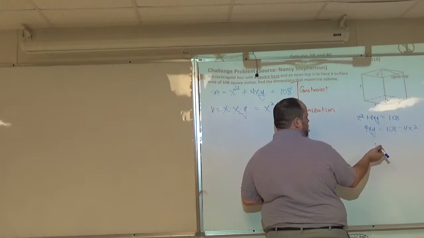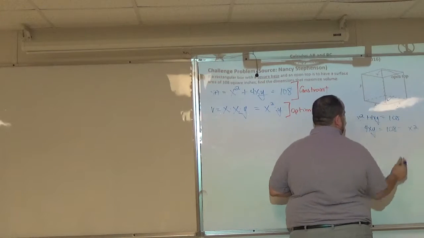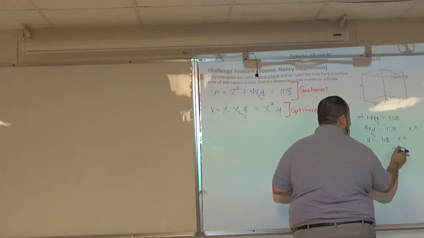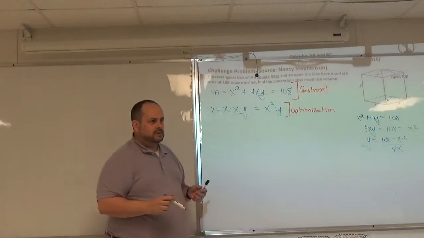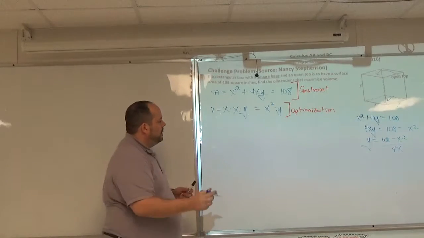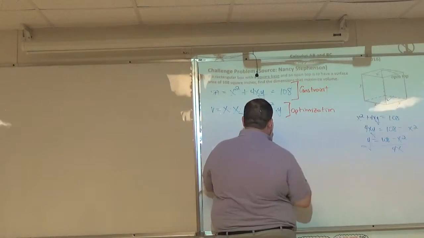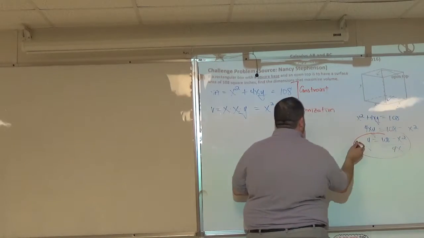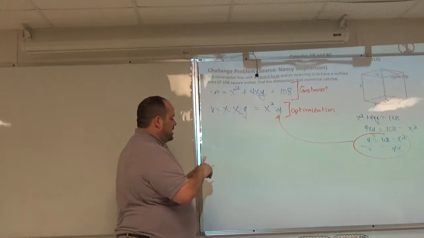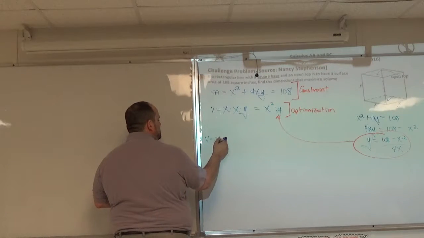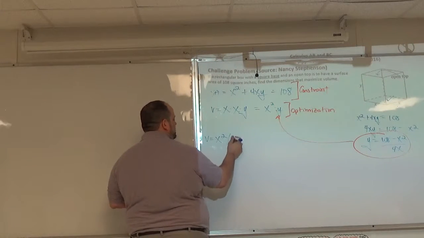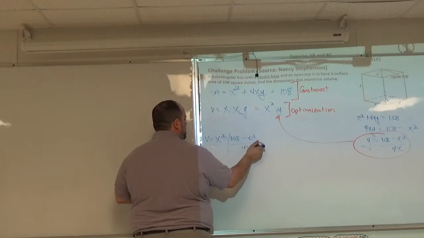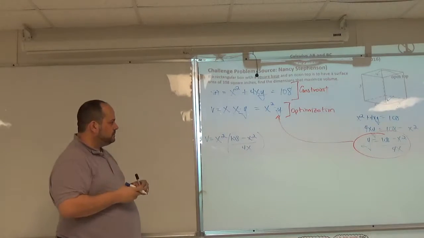No, x squared. So y is 108 minus x squared over 4x. Is everybody okay with that part? So that tells me what y is in terms of x. What I want to do is take this information and change my volume. So rather than saying v equals x squared times y, I'm going to say v equals x squared times 108 minus x squared over 4x. Is that new with the quotient rule when we take the derivative?